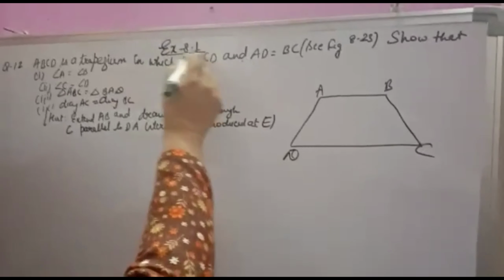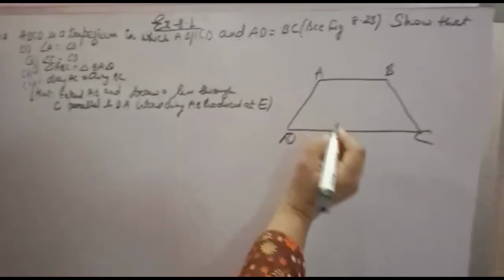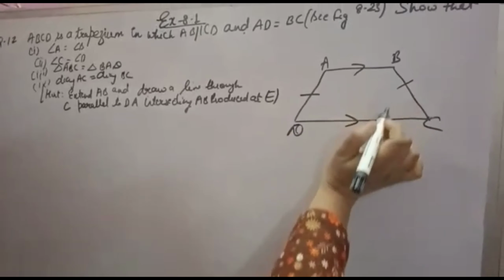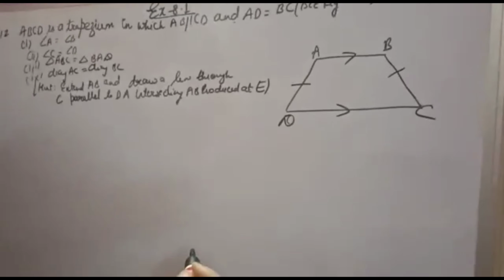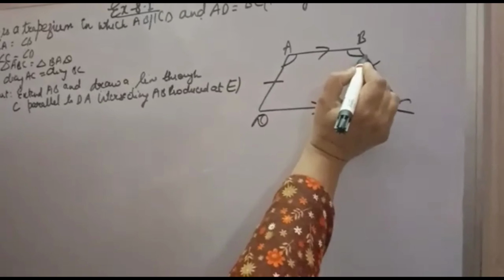See exercise 8.1, question number 12. ABCD is a trapezium in which AB is parallel to CD and AD is equal to BC. As shown in figure 8.23, show that angle A is equal to angle B. You have to show that this angle A is equal to angle B.